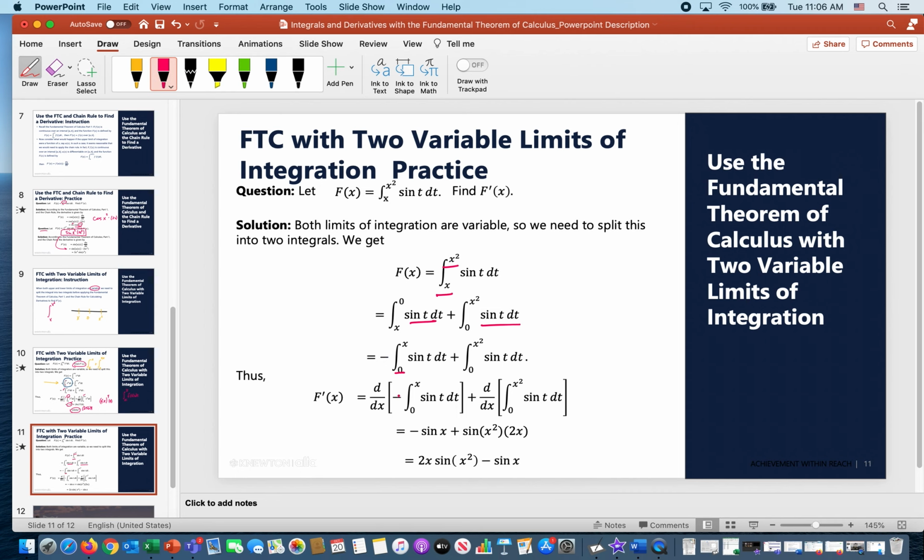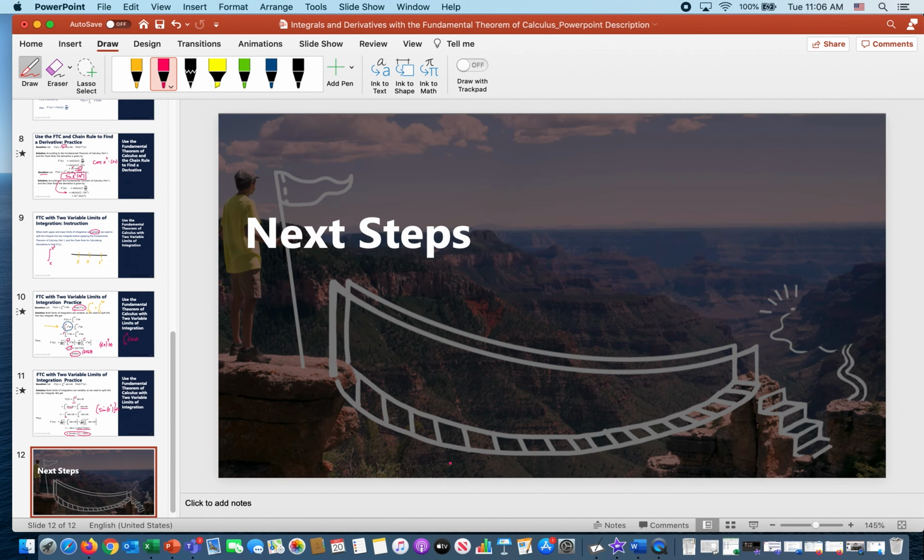This one's easy. It's just going to be negative sine x plus, now we've got the derivative, we're going to plug in x squared for t. Then I'm going to multiply this whole thing by the derivative of x squared, which is 2x. So I have 2x sine of x squared minus sine of x. And that's how I do that derivative.